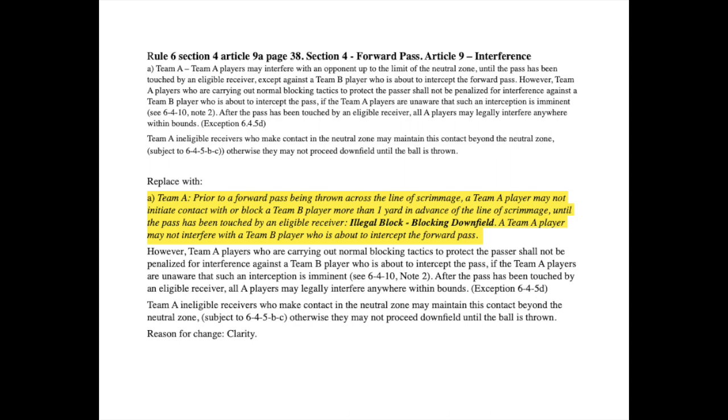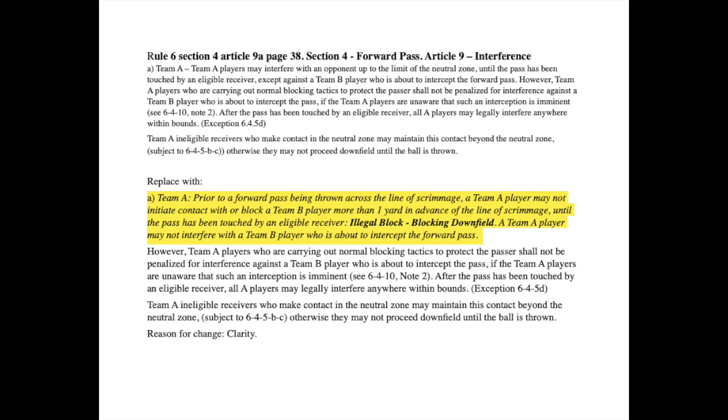Moving on now to a passing situation, and this is Rule 6, Section 4, Article 9A. There's going to be a replacement here and a change to the wording, and Walter will explain why in just a moment. So, Team A, prior to a forward pass being thrown across the line of scrimmage, a Team A player may not initiate contact with or block a Team B player more than 1 yard in advance of the line of scrimmage until the pass has been touched by an eligible receiver. A Team A player may not interfere with a Team B player who is about to intercept a forward pass.